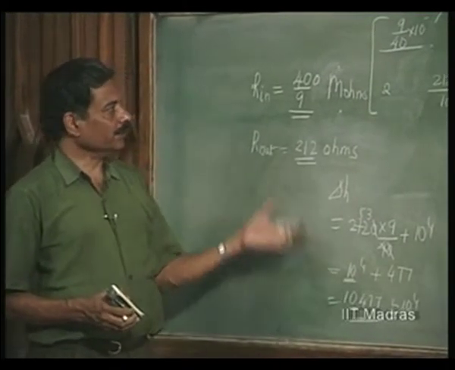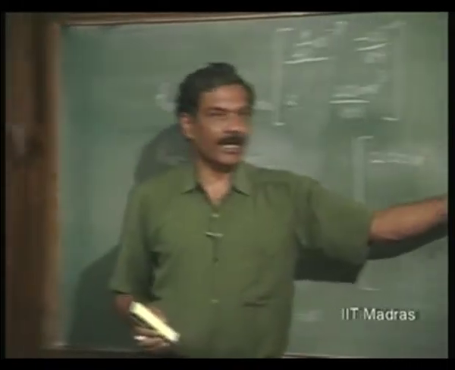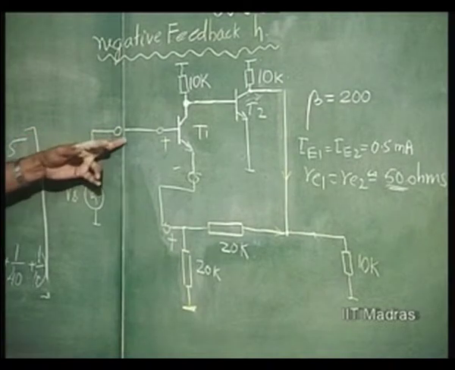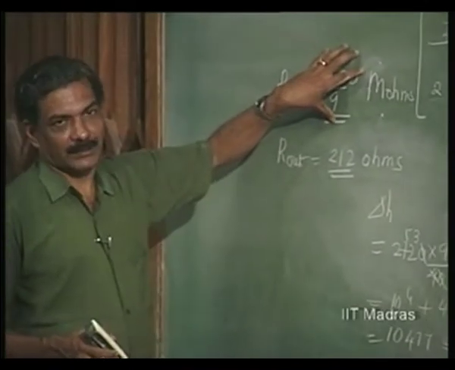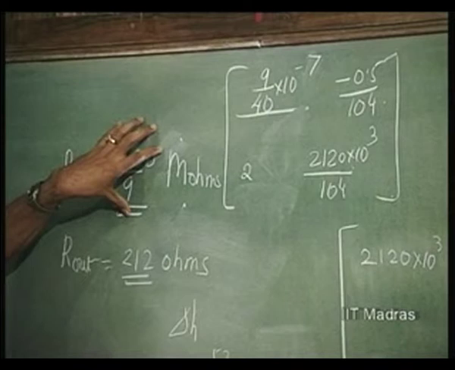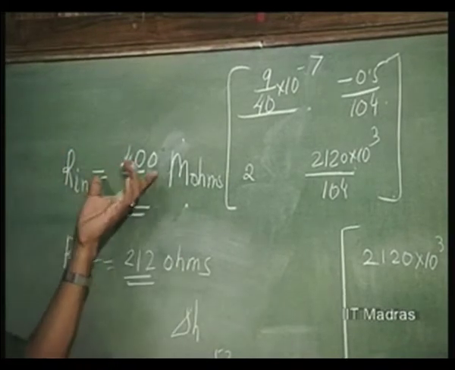Now, this input impedance involves this 100K source resistance. So, if you want the input impedance of the amplifier without source resistance, you have to take away 100K from this. That is very simple, right. This is of the order of mega ohm. Taking away 100K is not going to influence it much.